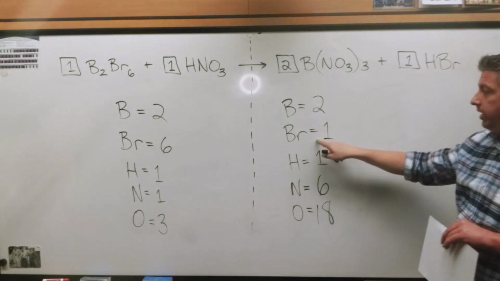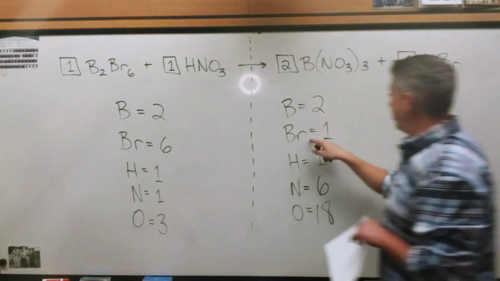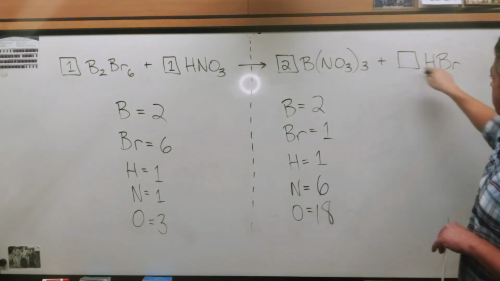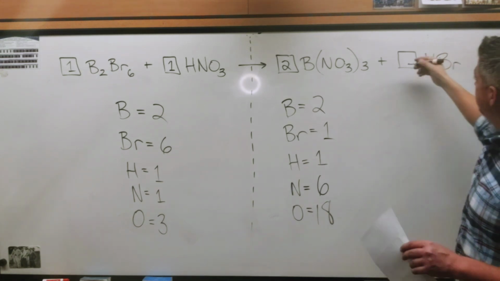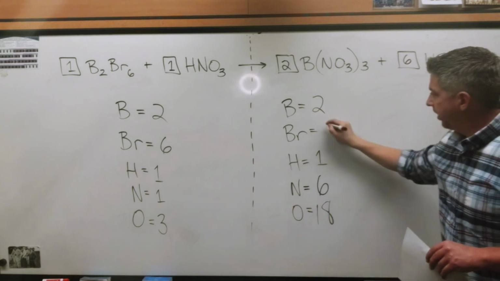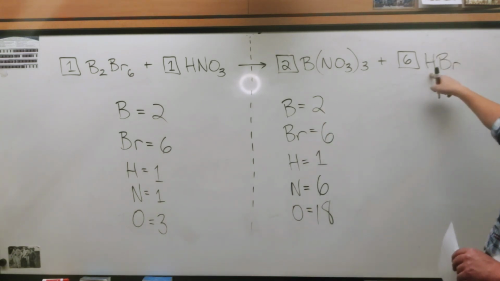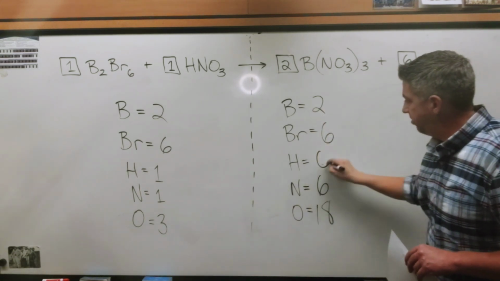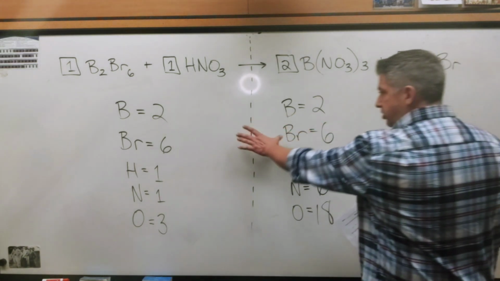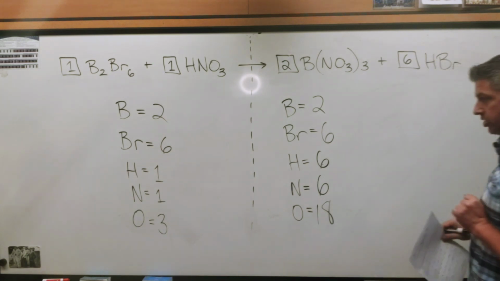Let's change Br. We have 1 Br here, and we have 6 Br. So we're going to have to get 6 Br on this side. Well, easy. We only have 1 Br here. Change it to 6. So now we have 6 Br, but we also changed the H. Now we have 6 H's. Okay, so far so good. The B's match, Br's match, but now our H's don't match.